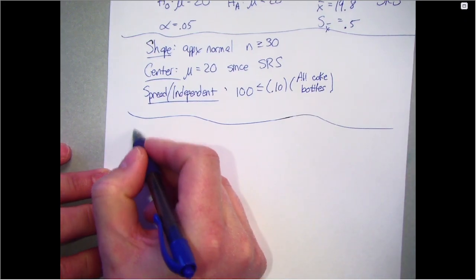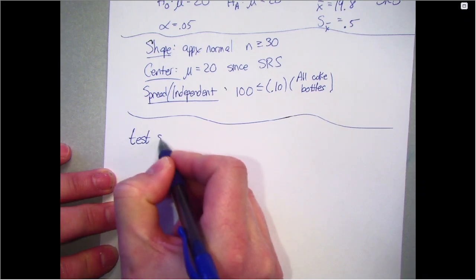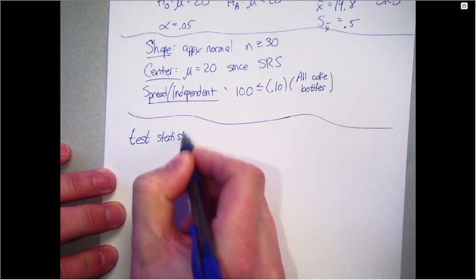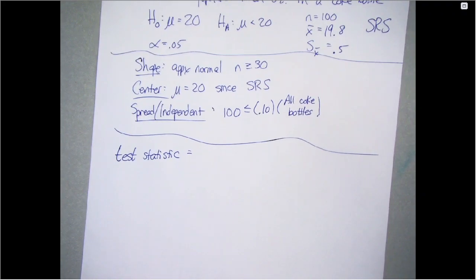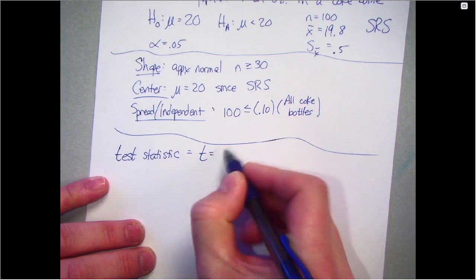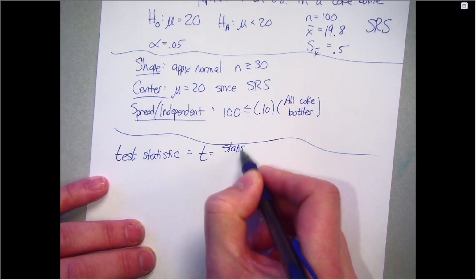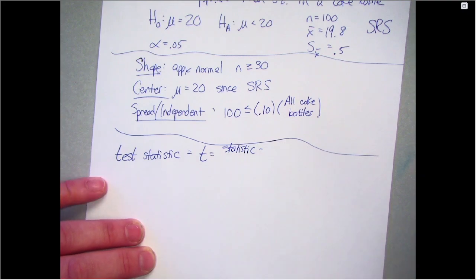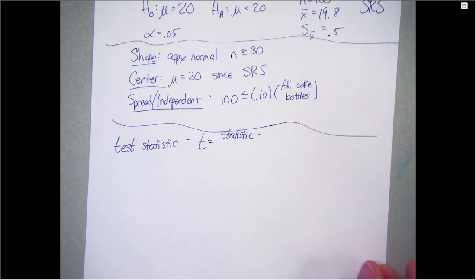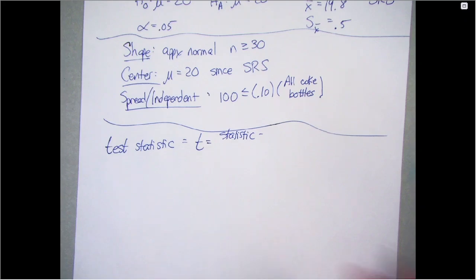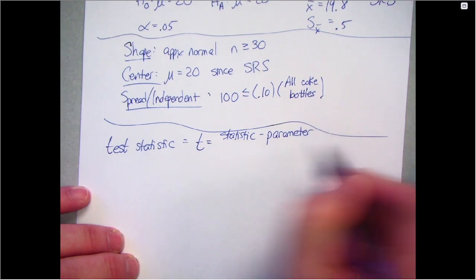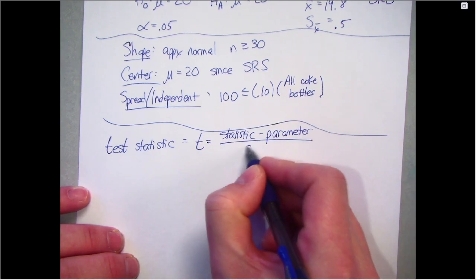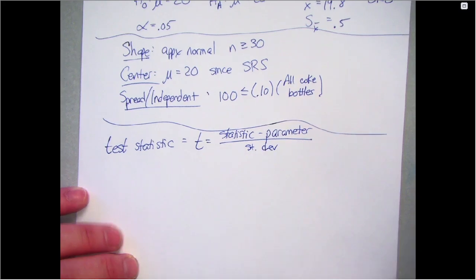Okay, test statistic. So we did this last time too, but it was z's instead of t's. So now it's t equals statistic. Where do statistics come from? Samples or populations? Samples. Minus parameter, which comes from the population, divided by the standard deviation.